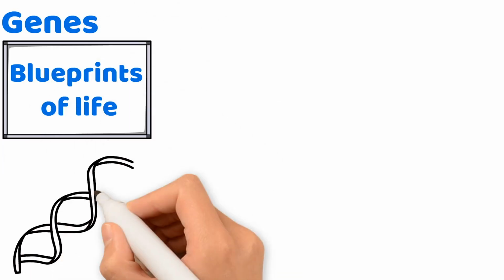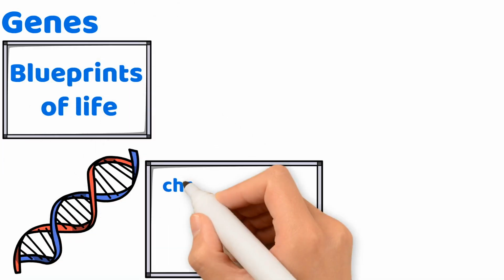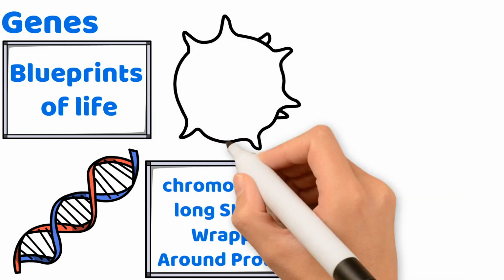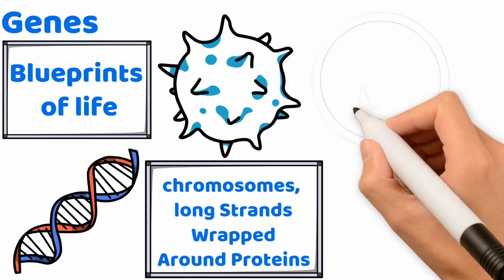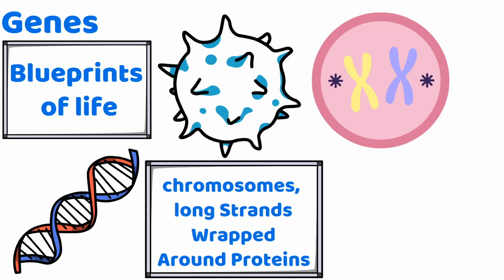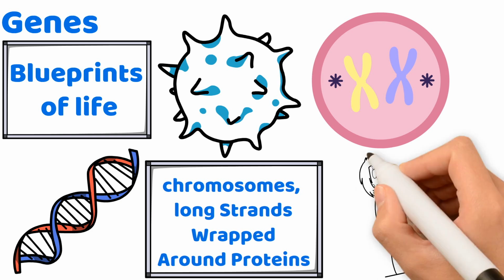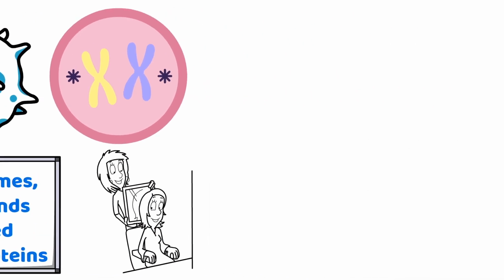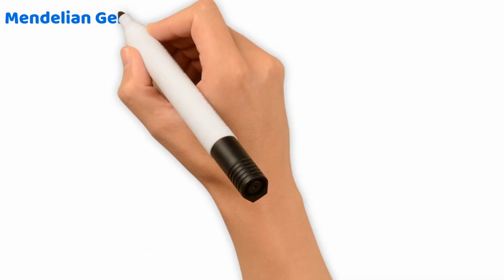These segments of DNA reside on chromosomes, long strands wrapped around proteins, and are found in the nucleus of every cell. Each gene holds instructions for making proteins that determine everything from your hair color to your height. Now, let's simplify Mendelian genetics.